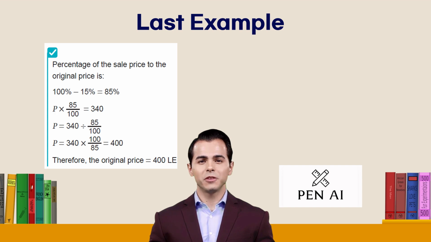Last example: Sandy received a 15% discount rate on a pair of sneakers from one of the stores. She paid 340 LE. What was the original price of the sneakers? The answer is, the percentage of the sale price to the original price is 100% minus 15% equals 85%. Then original price multiplied by 85% equals 340. Therefore the original price equals 340 multiplied by 100 divided by 85, that equals 400 LE.